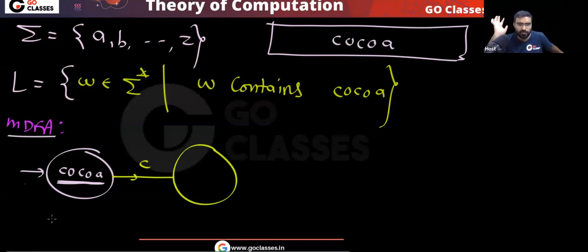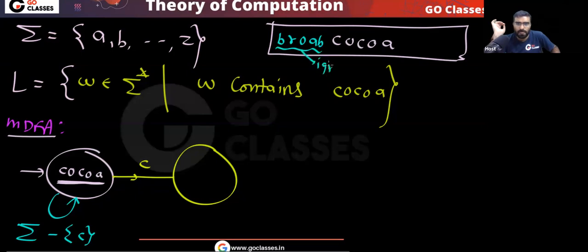Anything other than C, what will happen? Ignore. Agree? Anything that comes other than C, whatever comes, for example B, R, O, A, B, you just ignore. Then you are waiting for C.